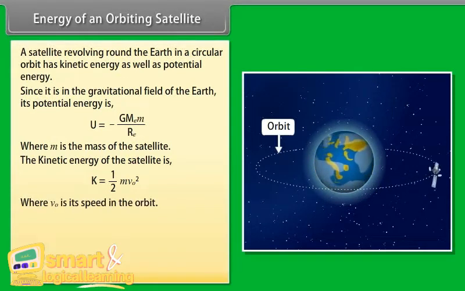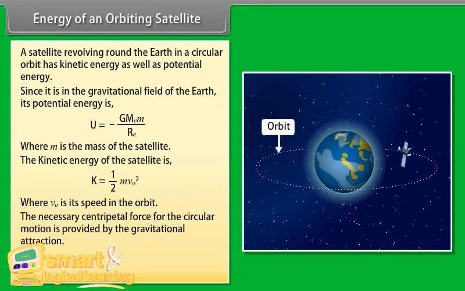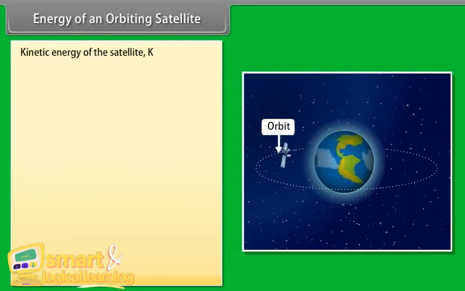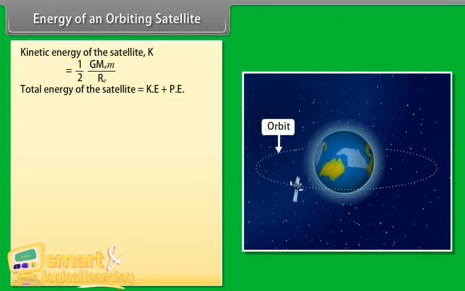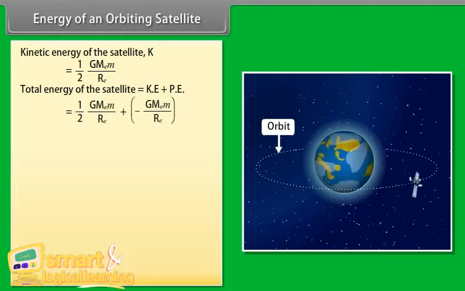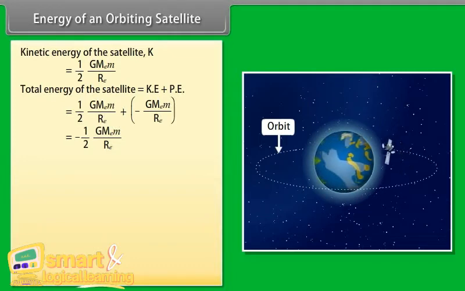The necessary centripetal force for the circular motion is provided by the gravitational attraction. Kinetic energy of the satellite K. Total energy of the satellite is equal to kinetic energy plus potential energy. On calculating, we get total energy is equal to -1/2 GM_e m / R_e.